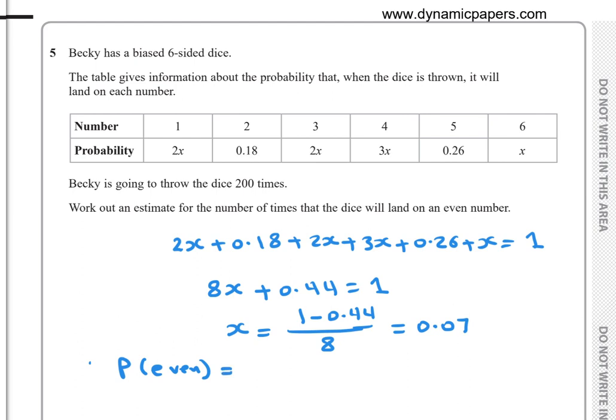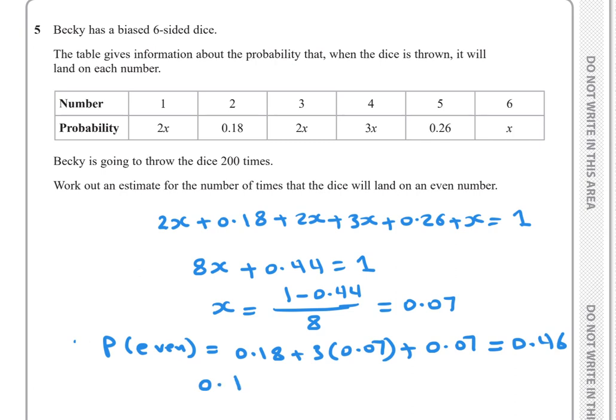Now you can find the probability of even number equals 0.18 plus 3x, so 3 times 0.07 plus 0.07 equals 0.46. Now to find an estimate for the number of times that the dice will land on an even number, if you throw 200 times, multiply the probability by the number of times. So 0.46 times 200 equals 92 times.